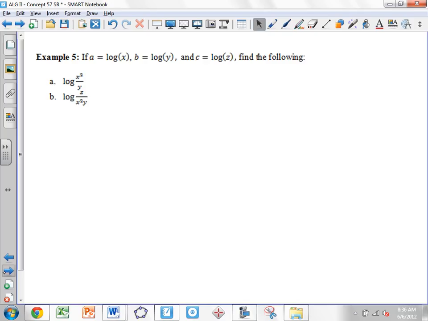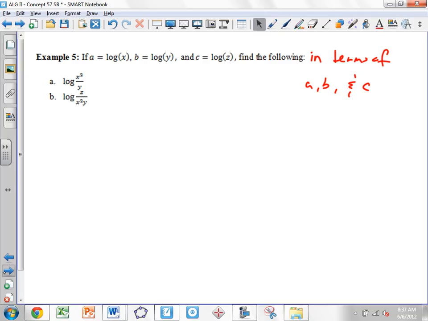So take a look here. We want to find the following in terms of A, B, and C. Sorry, it should say in terms of A, B, and C. So add that, please. In terms of A, B, and C.